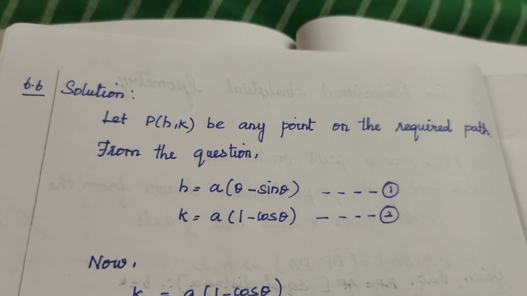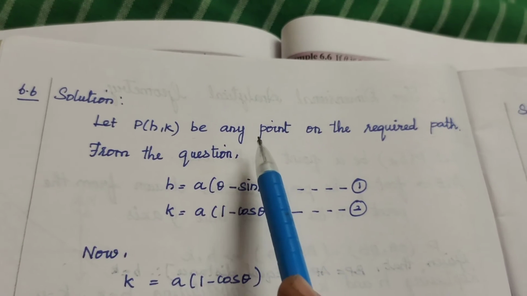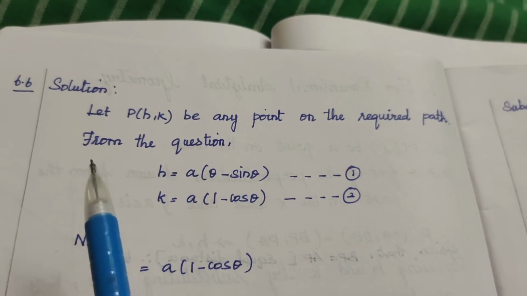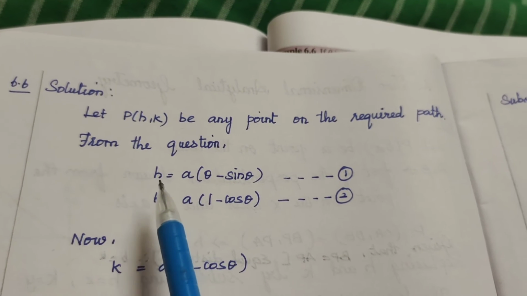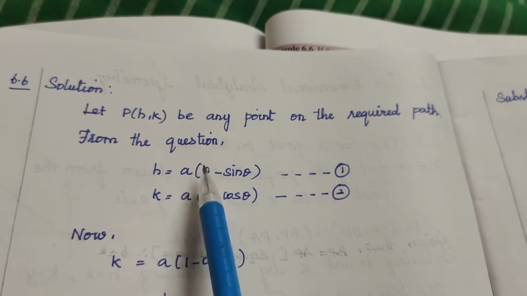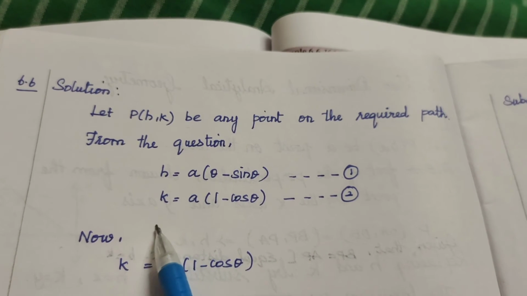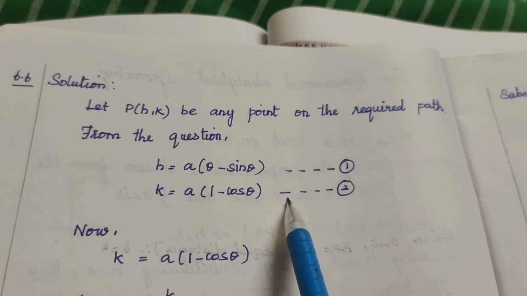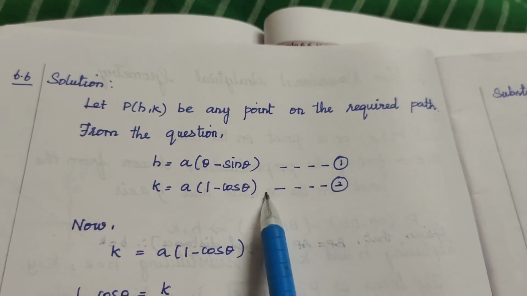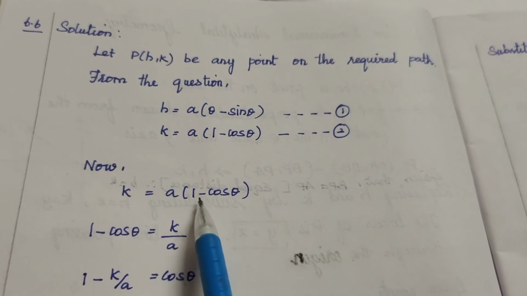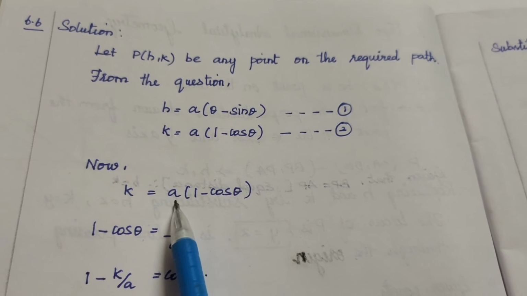As per the given procedure, first we consider P(h, k) to be any point on the required path. From the given equation, two coordinates are given, so we equate h equal to the first one, a into theta minus sin theta. Keep this as equation number 1, and then k equal to a into 1 minus cos theta, as equation number 2. First we take the second equation, k equal to a into 1 minus cos theta.